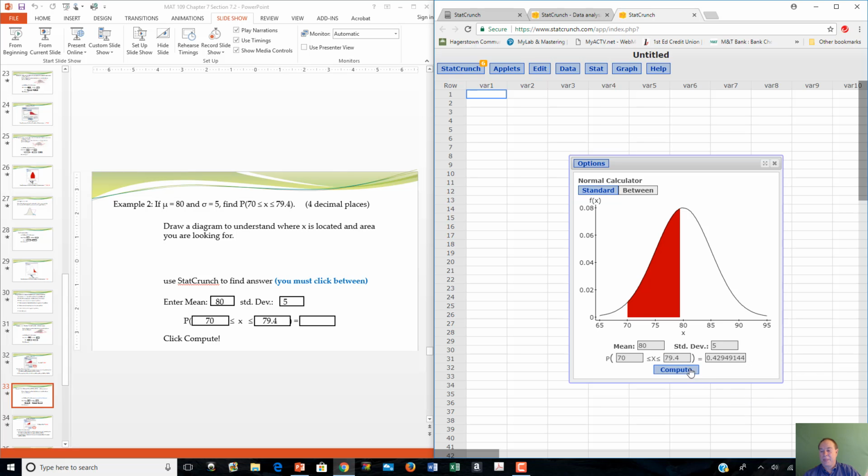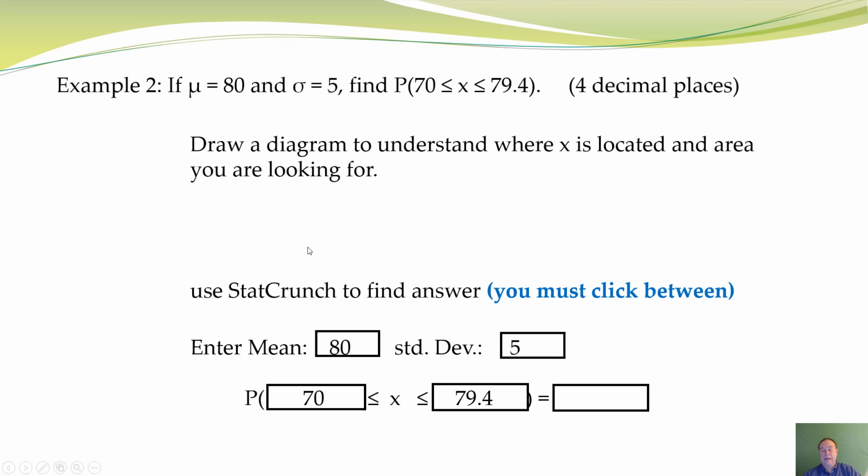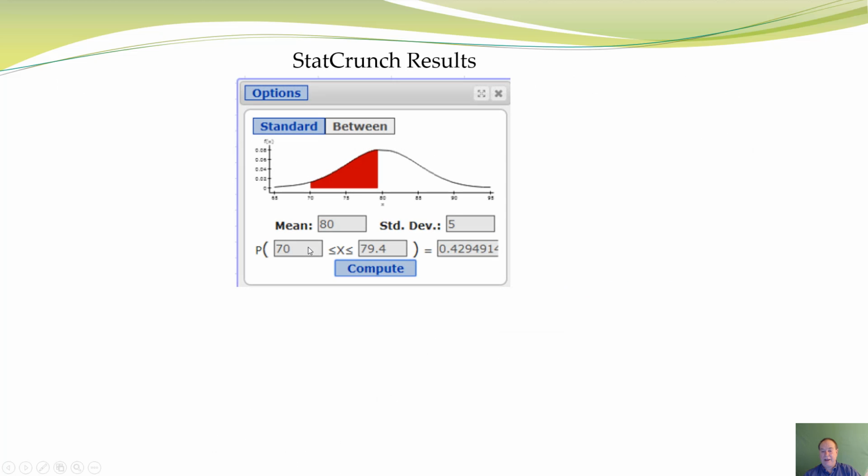Click compute. So I get this answer, 0.4294. So this would be 0.4295. If I go back over here to the PowerPoint, we just put all that information in, we click compute, and this is what we got out. So your answer would have been here, which is 0.4295 to 4 decimal places.